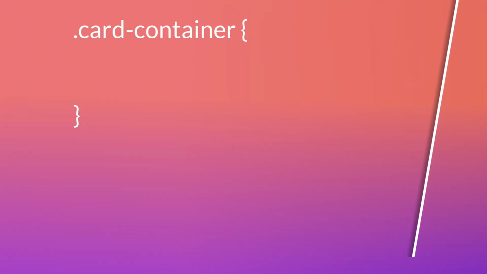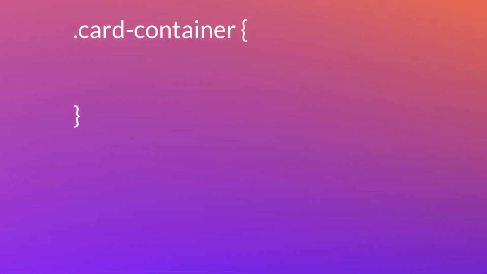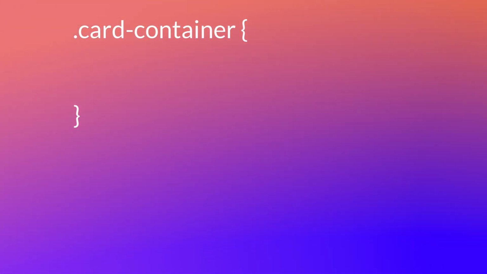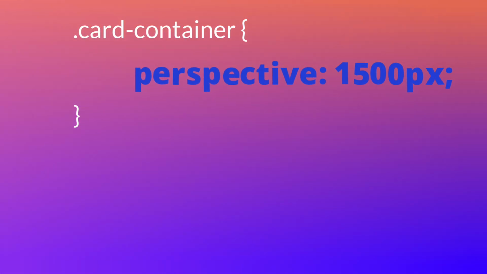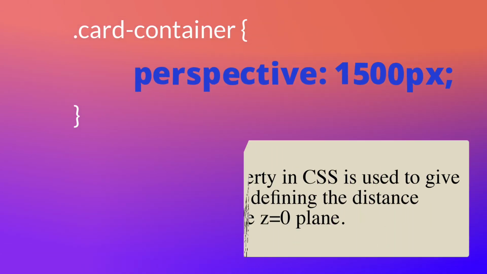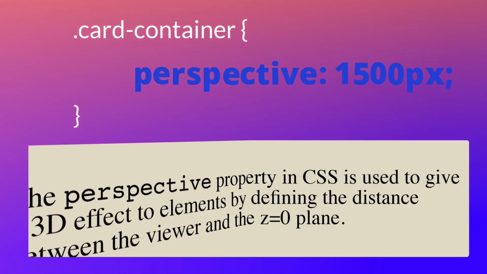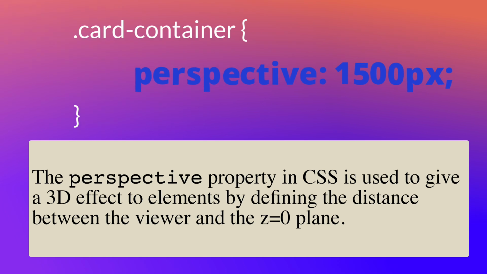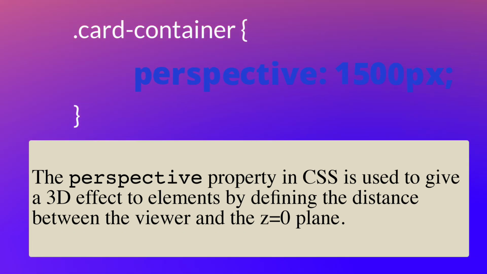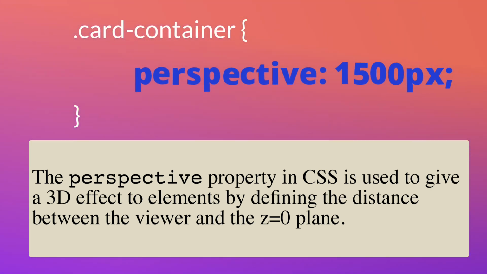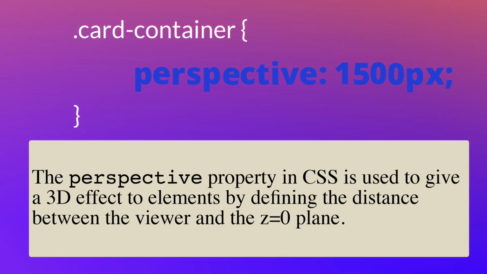Onto CSS styling. First, inside the card container CSS class, we add a perspective property with the value of 1500 pixels. The perspective property defines how far the object is away from the user. A large value of perspective causes a small transformation. A small value of perspective causes a large transformation.